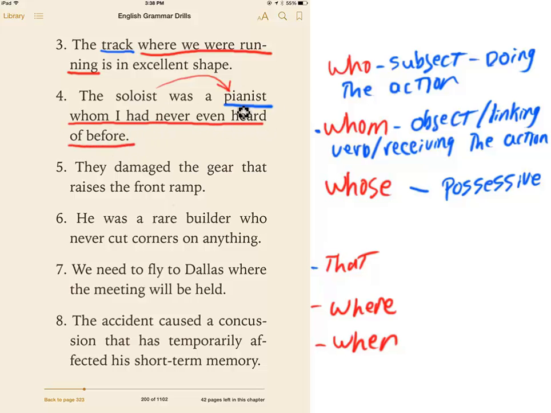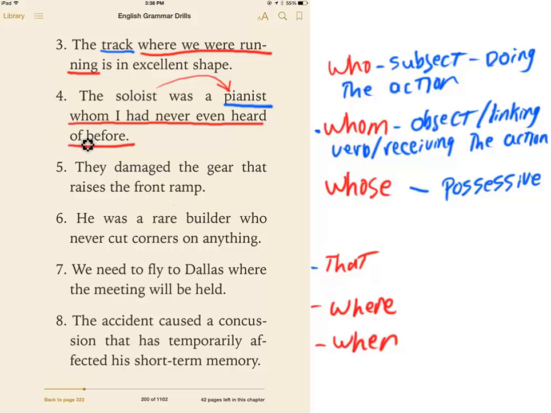Now, the pianist did not do any action. You are the one that had never heard of it before. So whom is not doing anything. So it's the object. It's kind of the receiver of the action, not being done on it. Okay, if that makes sense. It's just a little complicated to say because it's not receiving an action, but it's certainly not doing an action. So you would use the object whom.